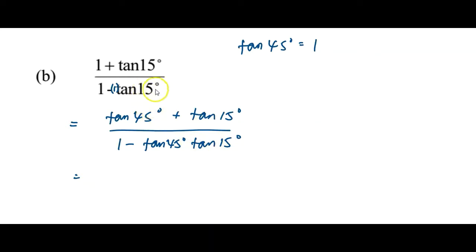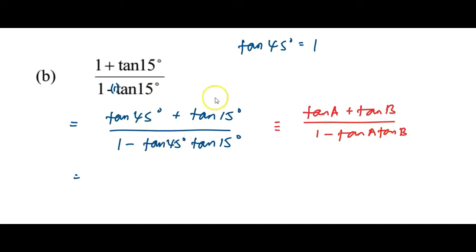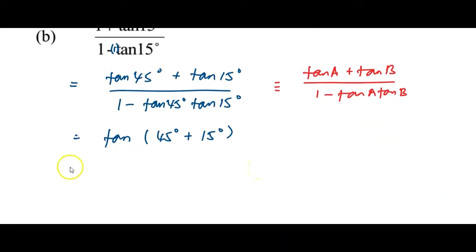So after I have modified this expression, where I substitute this 1 by the tangent 45, and the coefficient of 1 over here, I also replace by tangent 45. Actually, this is in the form of tangent A plus tangent B over 1 minus tangent A tangent B, where your A is 45 and the B is 15. So if you can present your expression in this form, you can say that this equals tangent A plus B, where your A is 45 and the B is 15. Alright, so 45 plus 15 obtains 60.